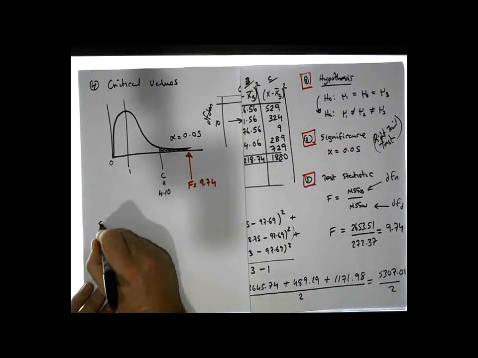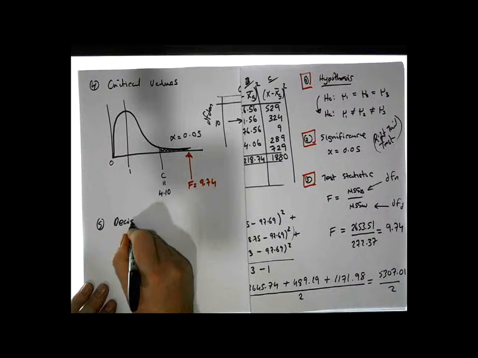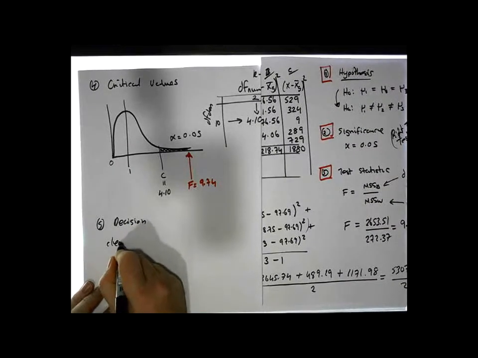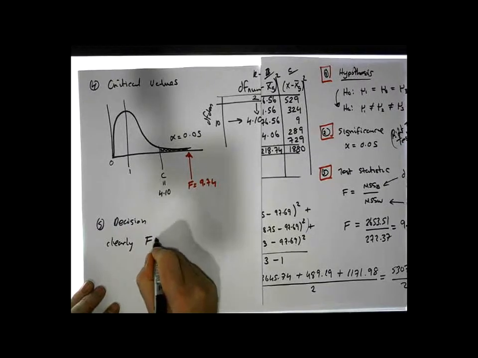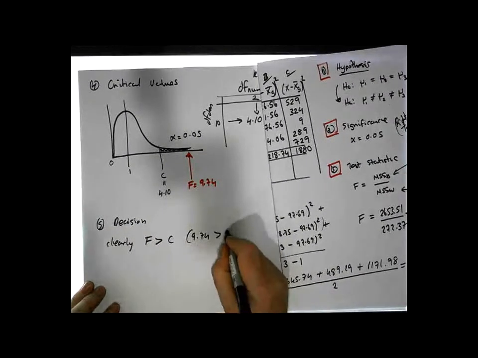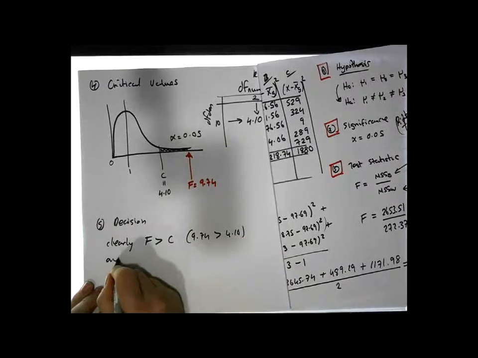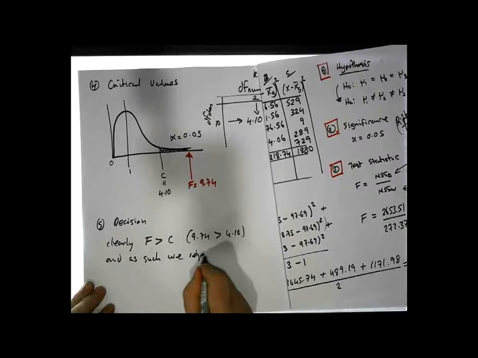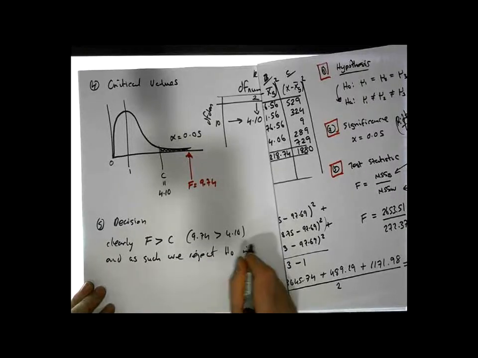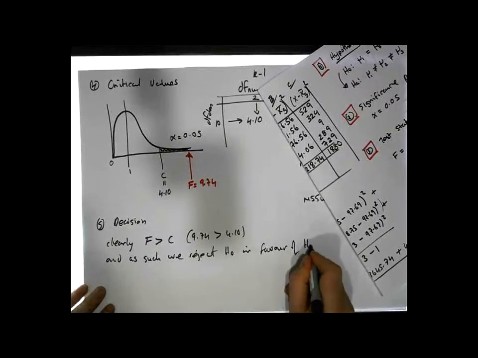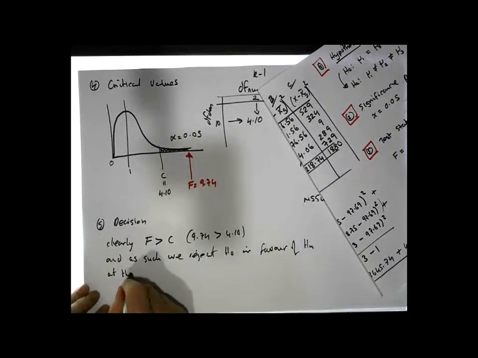So our decision, step 5, our decision for an ANOVA: clearly, in this case, our F statistic is bigger than our critical value. 9.74 is bigger than 4.10, and as such, we reject H0 in favor of HA at the 5% level of significance.